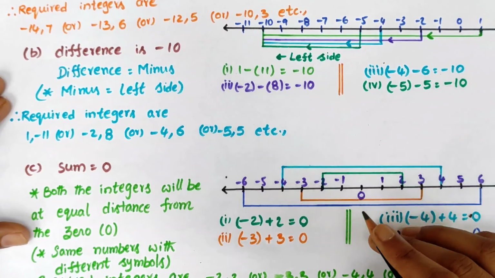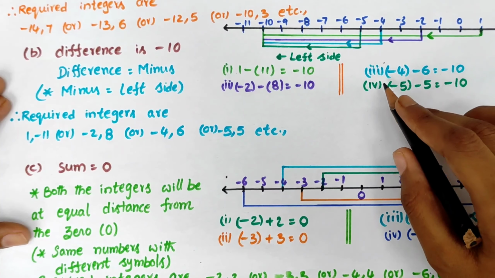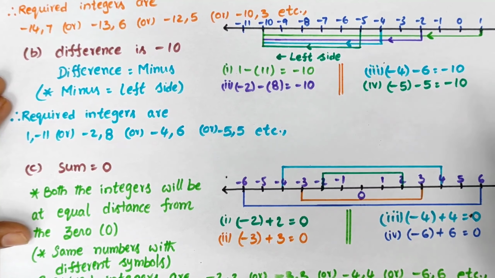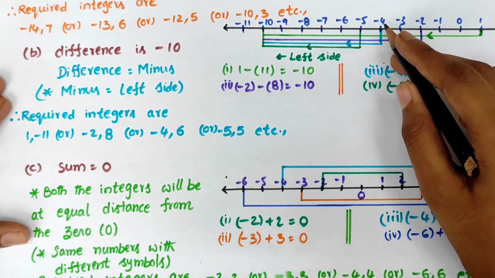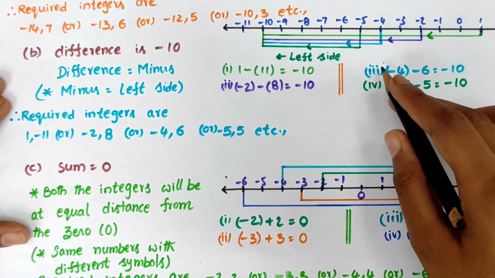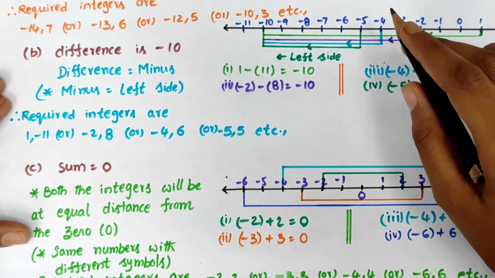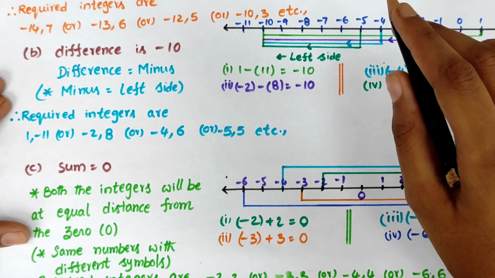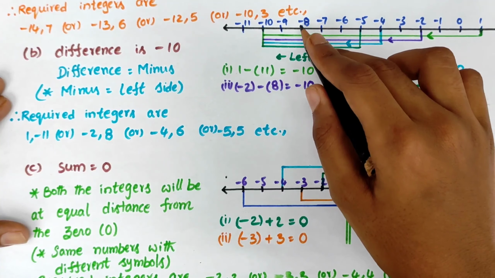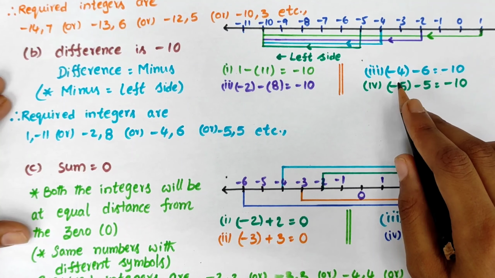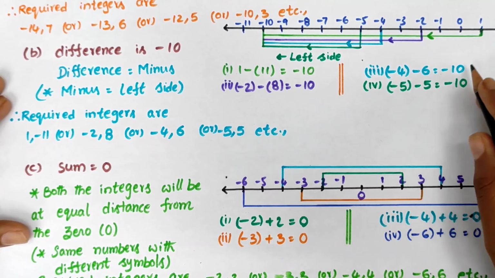Now, third pair. Actually, we need to find only one pair. But let us see four pairs. Now, the next pair is minus 4. Our target is to reach minus 10. Always our target is minus 10. So, from minus 4 we count 1, 2, 3, 4, 5, 6. So, minus 4 minus 6 is equal to minus 10. We have reached our target. So, this is a pair.